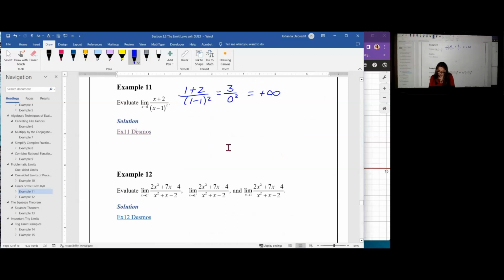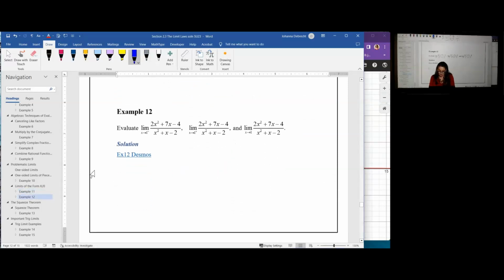Now let's take a look at example 12. In example 12, we are again approaching the value of 1 for the ratio of 2 polynomials. Go ahead and pause the video, work these out, and then turn the video back on to see if your answer matches mine.